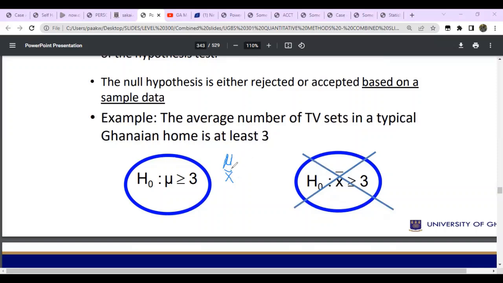This sign here is called mu, MU. It's represented as population mean. And the S bar here is what? Sample mean. Take note, because we'll be using this in this particular session. All right, so let's move on.